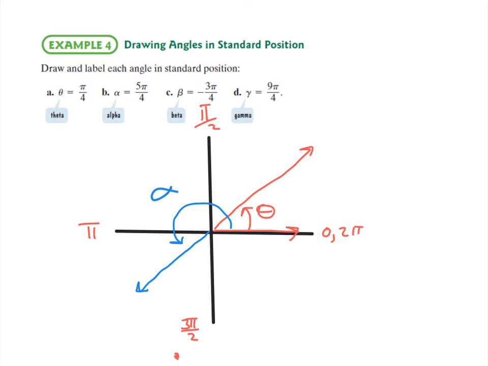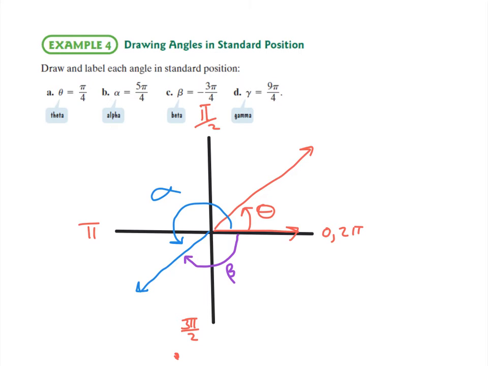Now, remember here, we have negative 3 pi fourths for beta. So remember, we're going in the opposite direction. So for this one, again, here's negative 1 pi fourths, here's negative 2 pi fourths, and oh look, here's negative 3 pi fourths. So I'm going to draw from here, this is the angle beta, okay?